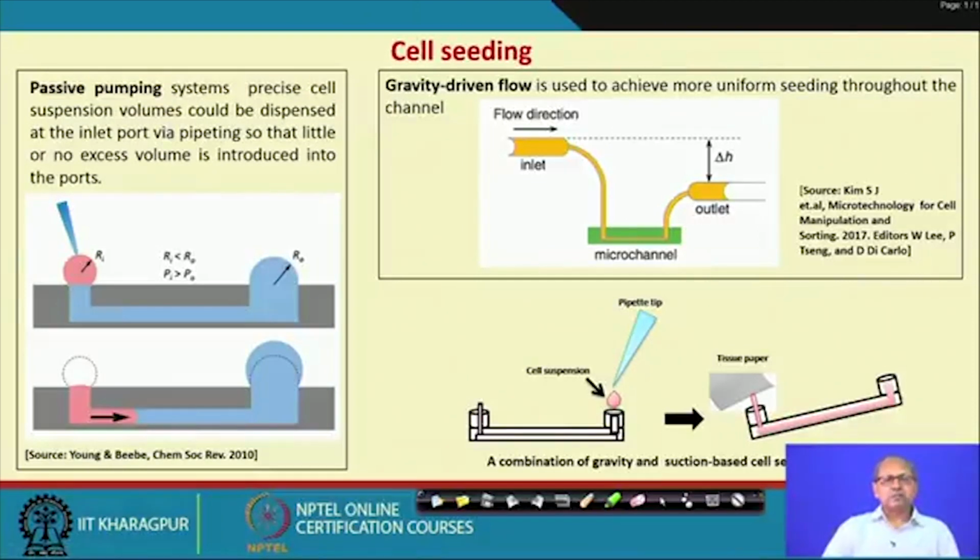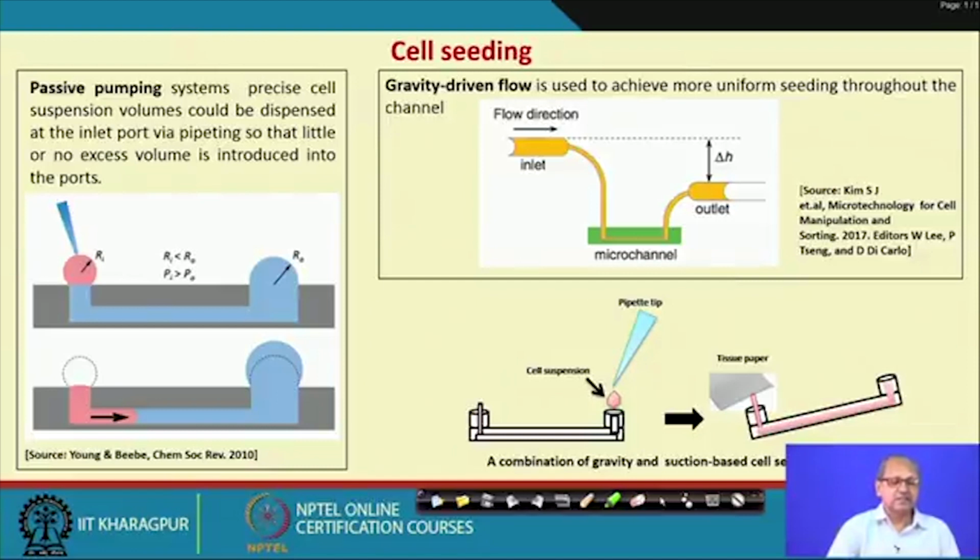Another way to seed the cells is by passive pumping. Here you can apply the discrete amount of cells you need and drop it in one port, because here the pressure difference between inlet and outlet is governed by the channel, that is the inlet diameter and outlet diameter. Outlet diameter is higher than inlet diameter, so pressure will be higher at the inlet than at the outlet. So, if you precisely drop your cell suspension, the drop will enter the microfluidic channel by that pressure difference, and you can seed the cells uniformly and precisely.